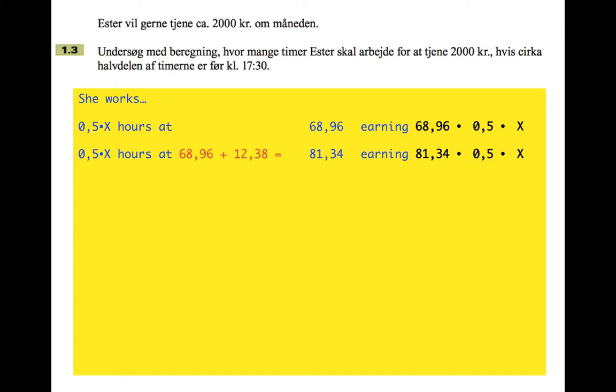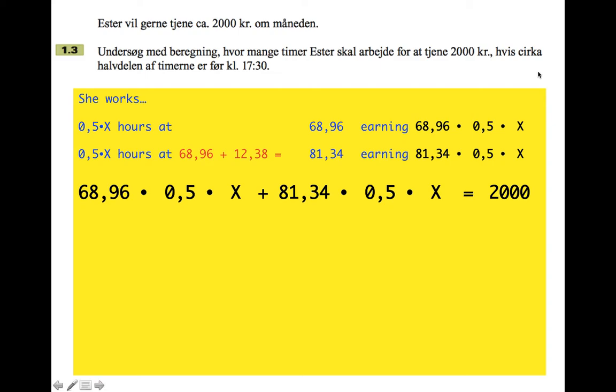So if we put those two together, that should make the 2,000 that she wants to earn. So we can set that up as an equation. 68.96 times a half times X plus 81.34 times a half times X makes 2,000. So those two different amounts she earns at the lower and higher rate add up to make 2,000. And the question is, what is X? What is the number of hours so that that equals 2,000?